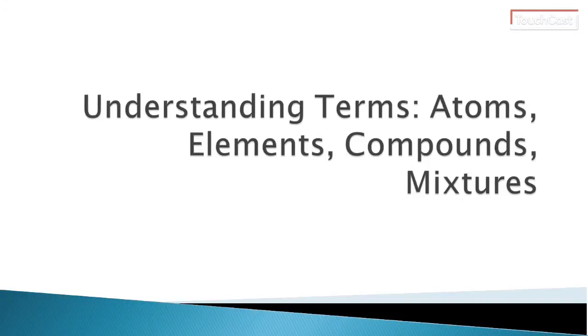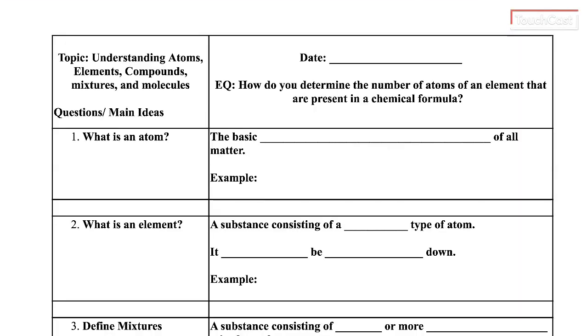Alright, ladies and gentlemen, we are talking about understanding the terms atoms, elements, compounds, and mixtures. You have some Cornell notes that look like this. Let's go ahead and get started. We want to make sure that we're focused on our essential question here: how do you determine the number of atoms of an element that are present in a chemical formula?